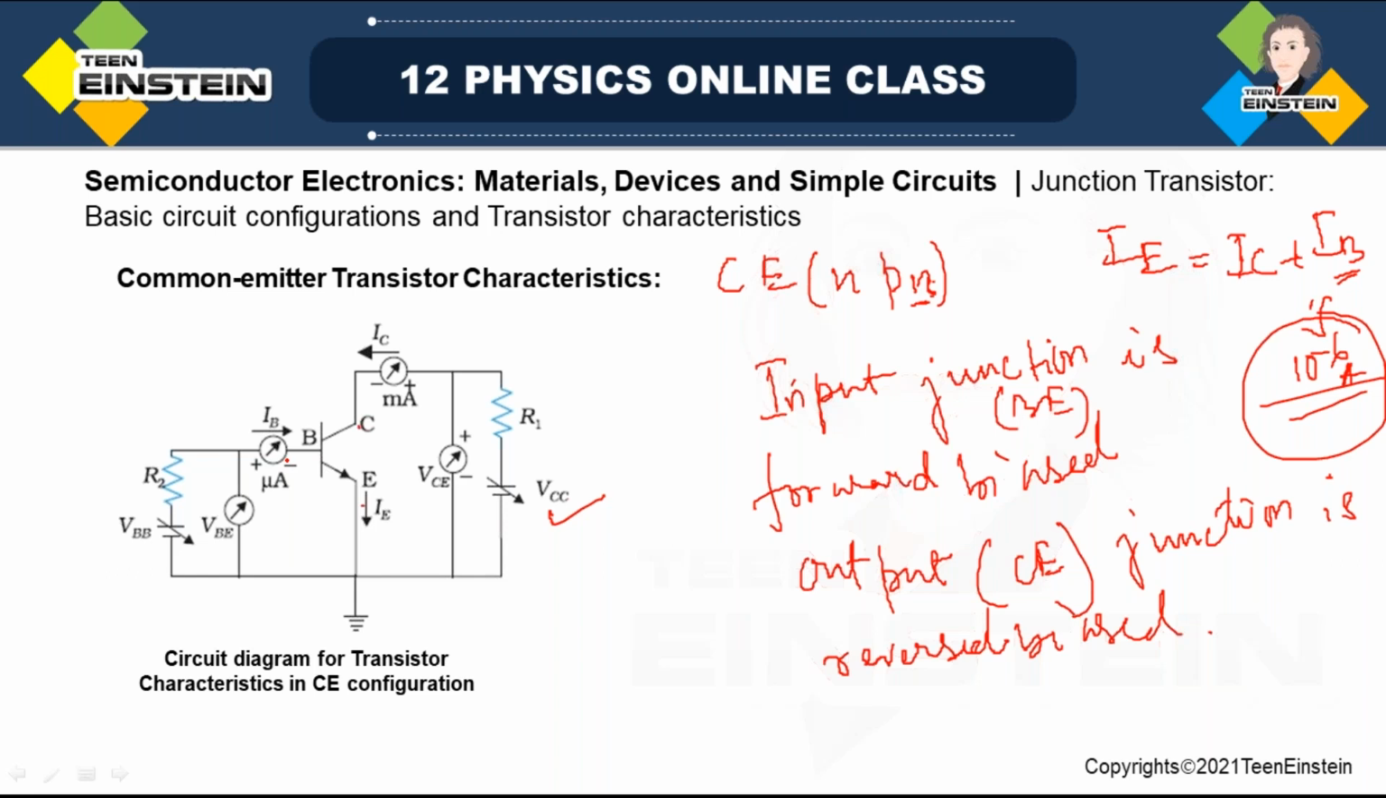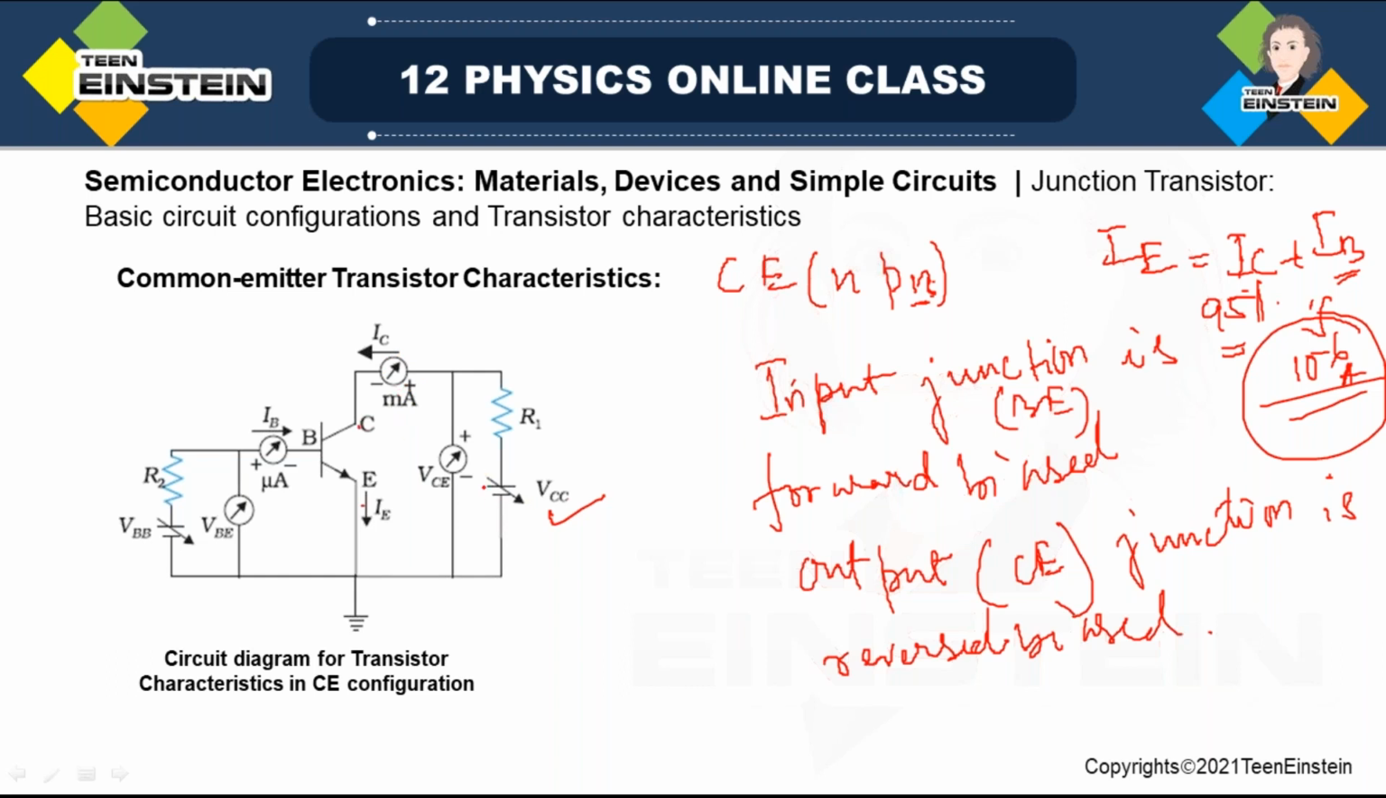Okay, now the collector current is comparatively large, because 95% of charge carriers will be collected by the collector. Therefore the current is much larger, much larger than the base current. Collector current is much larger than base current. So to measure the collector current, a milliammeter has been used.